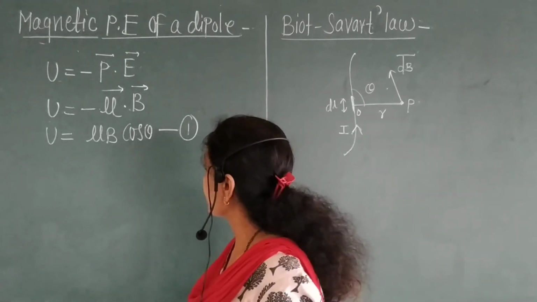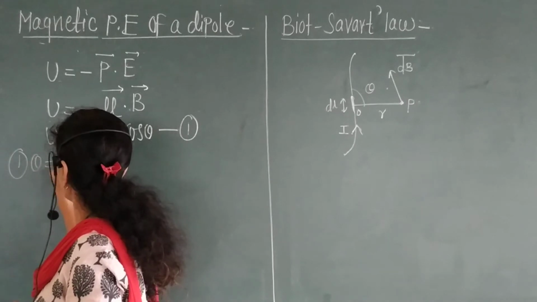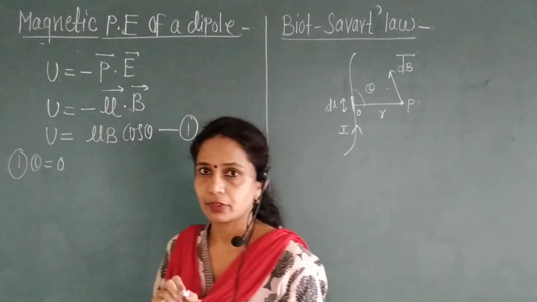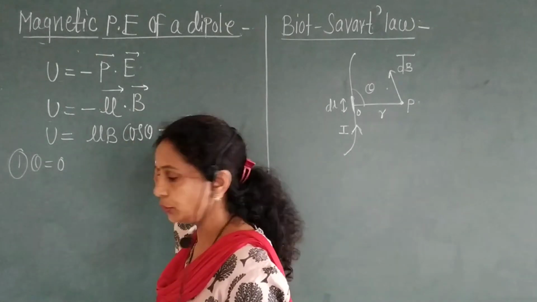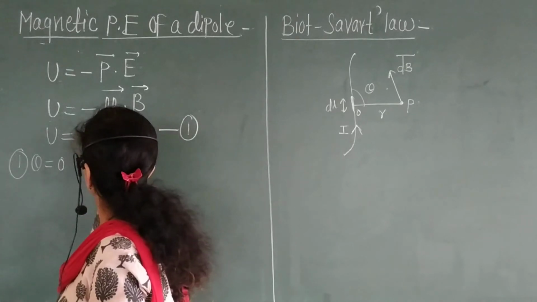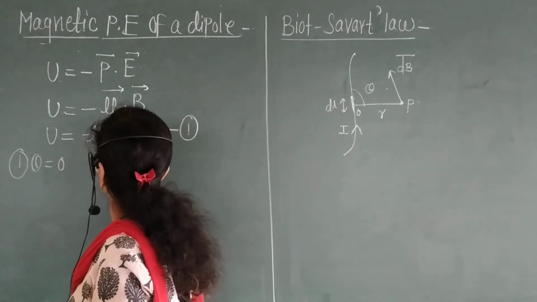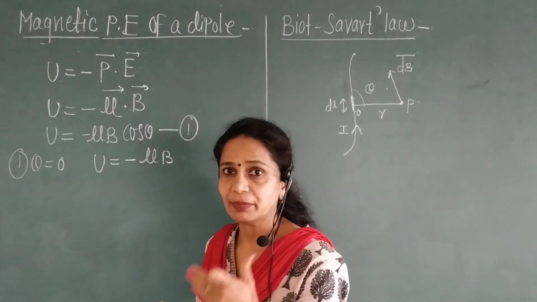There are two cases. If theta is equal to 0, then what about cos 0? Cos 0 is 1 and therefore U is equal to minus mu into B. This is the minimum energy.